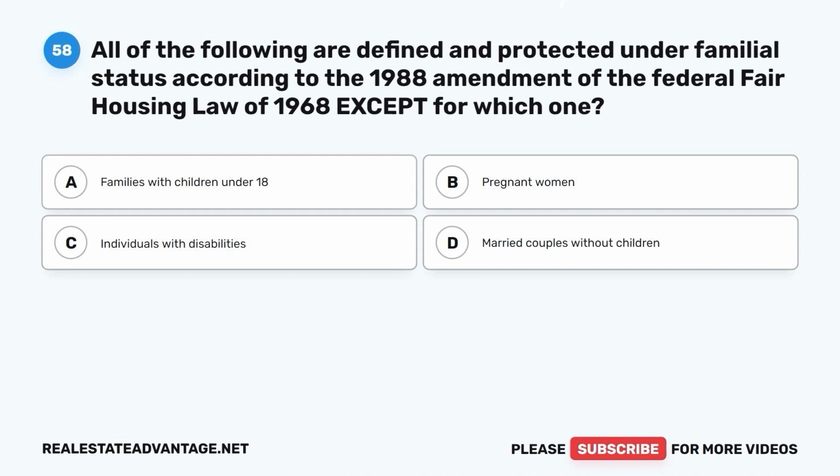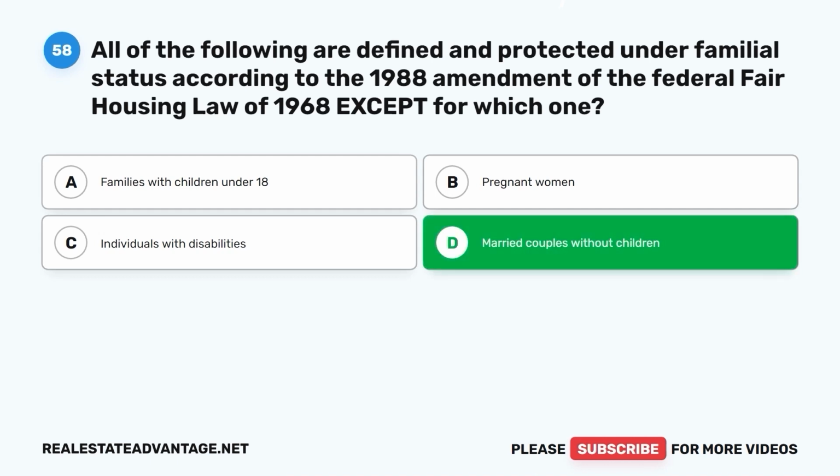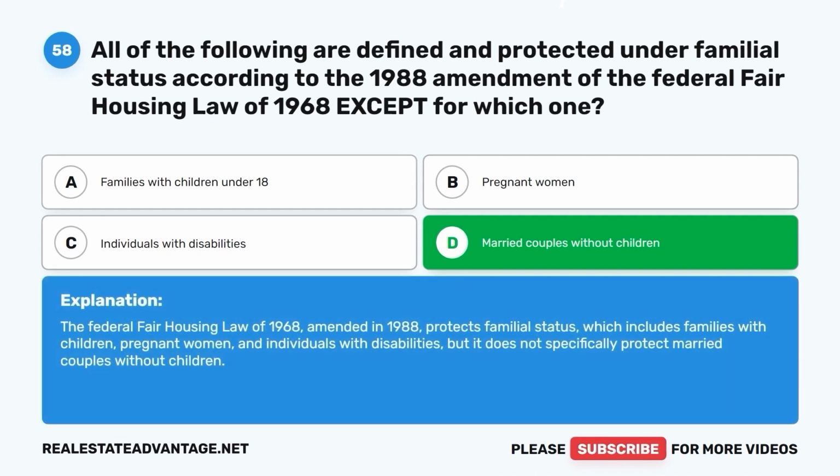Question 58. All of the following are defined and protected under familial status according to the 1988 amendment of the Federal Fair Housing Law of 1968, except for which one? A. Families with children under 18. B. Pregnant women. C. Individuals with disabilities. D. Married couples without children. The correct answer is D. Married couples without children. The Federal Fair Housing Law of 1968, amended in 1988, protects familial status, which includes families with children, pregnant women, and individuals with disabilities, but it does not specifically protect married couples without children.